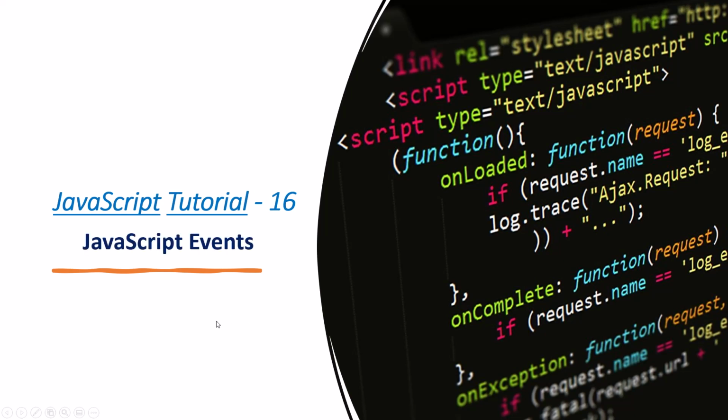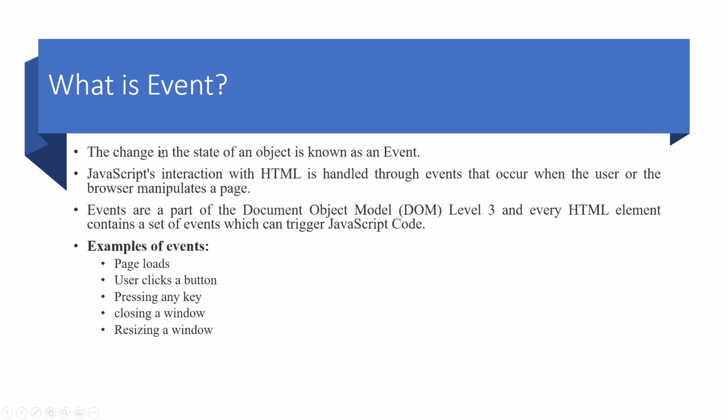In this tutorial, we will see the JavaScript topic events. First, we'll start with what events are and the different events we have in JavaScript. So, starting with events, what is an event? Events mean a change in the state of an object. When the object changes from one state to another state, that is called an event.